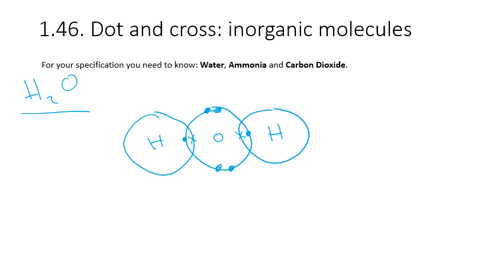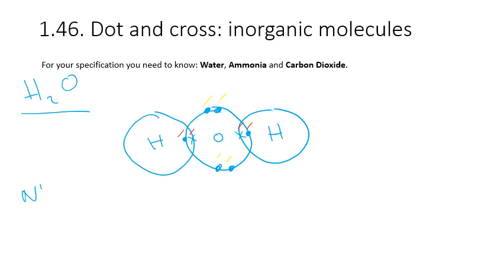Okay, so let's just check then. The hydrogen needs to have access to 2 electrons, and it does. 1, 2. So does the other hydrogen have access to 2? 1, 2. The oxygen needs to have access to 8, so there's 2 in each bond, so that makes 4, and there are 4 in the shell, so that also makes 8. So we're happy. Okay, let's move on to the next one, ammonia.